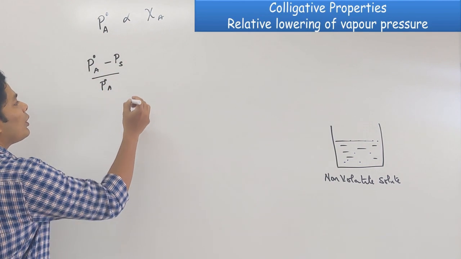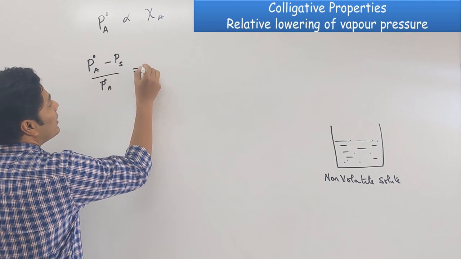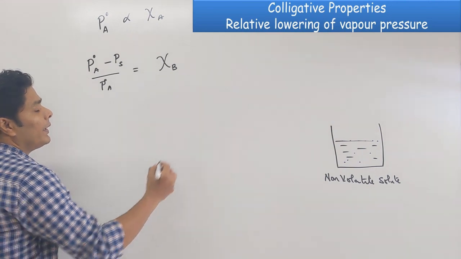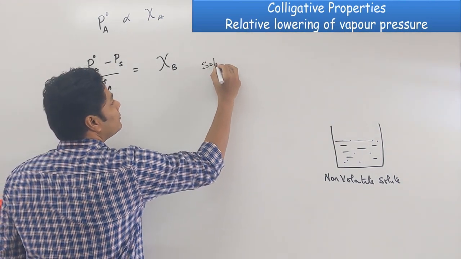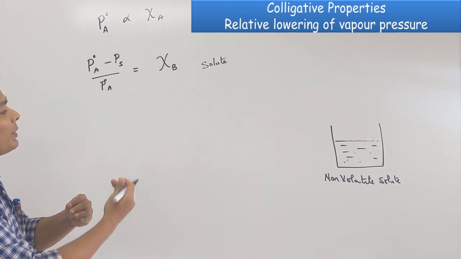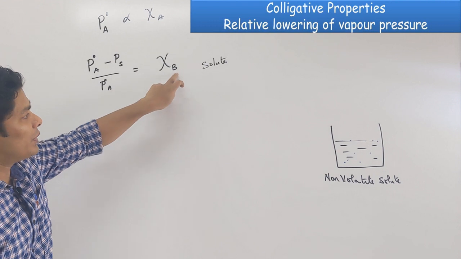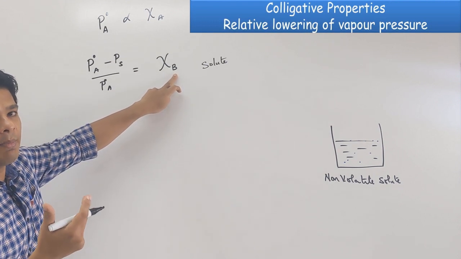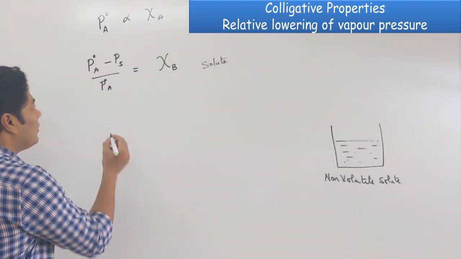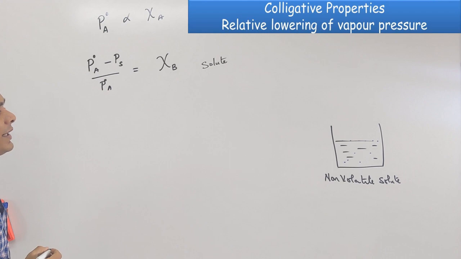So the relative lowering of vapor pressure in our case would be equal to chi of B, solute. Again, pure vapor pressure is proportional to A. How much the vapor pressure goes down is proportional to chi of B, solute. I understand A is our solvent, B is our solute, S is our solution. So chi of B. Now this is the formula or expression for relative lowering of vapor pressure.